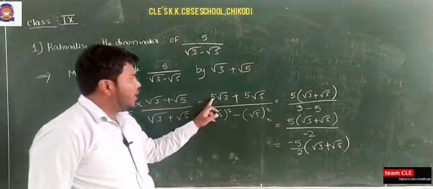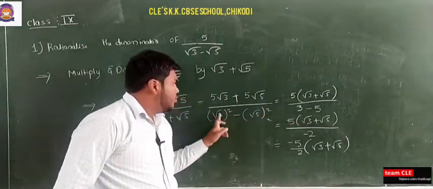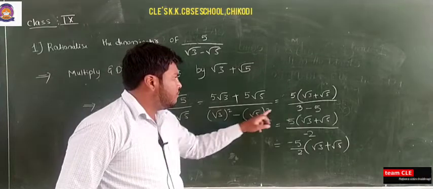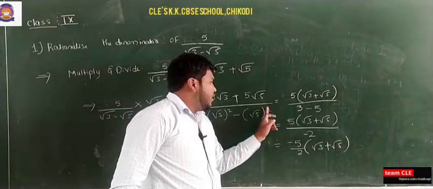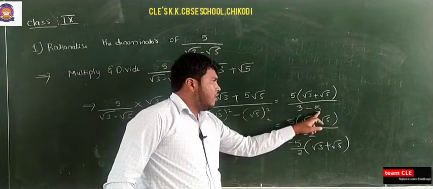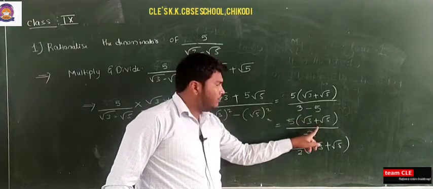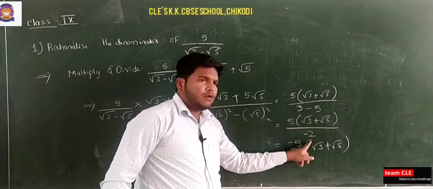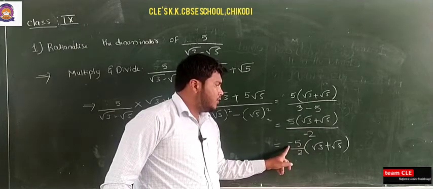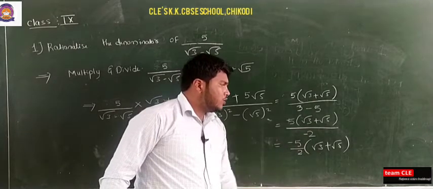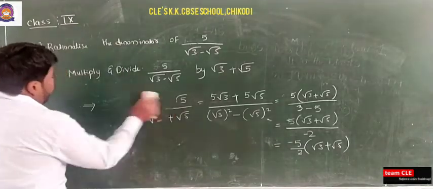First take 5 common, remaining is root 3 plus root 5. Root and square get cancelled, so remaining is only 3, minus root and square cancelled, so 3 minus 5. So remaining is 5 into root 3 plus root 5 over 3 minus 5, which equals minus 2. By seeing the greater number sign, we have to keep this sign. So I write this as minus 5 by 2 into root 3 plus root 5. Please note down this example.